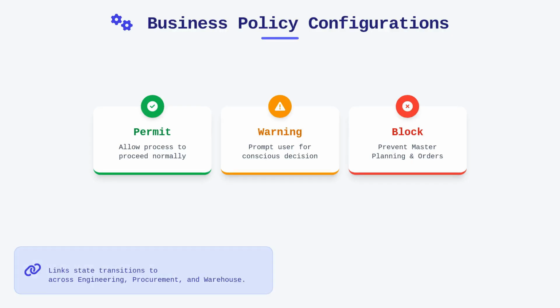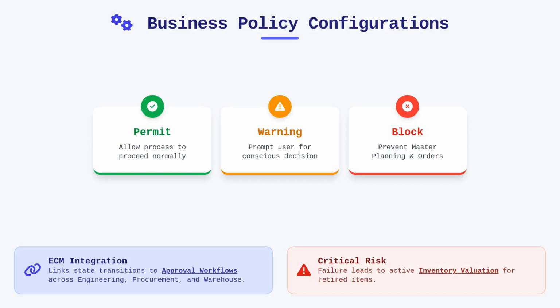Furthermore, these states are deeply integrated with engineering change management, allowing you to link the state transition to an approval workflow. This creates a logical bridge between engineering, procurement, and warehouse operations, ensuring that the entire lifecycle is synchronized. If you fail to account for these dependencies, you risk having active inventory valuation occurring for items that should have been retired months ago.